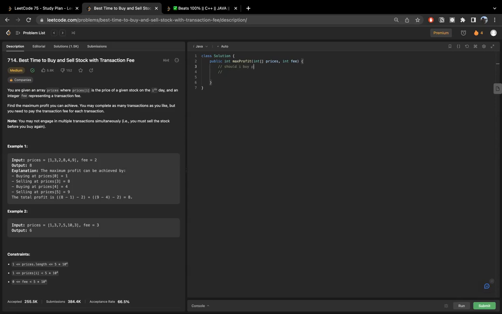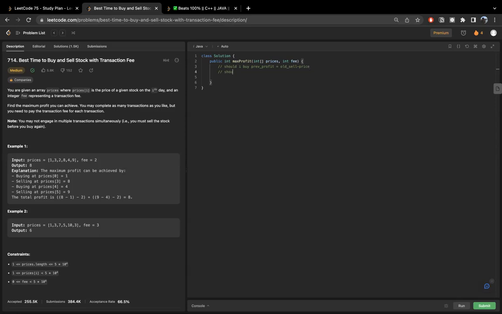How will we determine? We will determine by having a previous profit section, and what we can do is the old sell. We will take what we have sold before minus the current price. If this particular section is greater than our previous profit, then we will actually switch our previous profit.